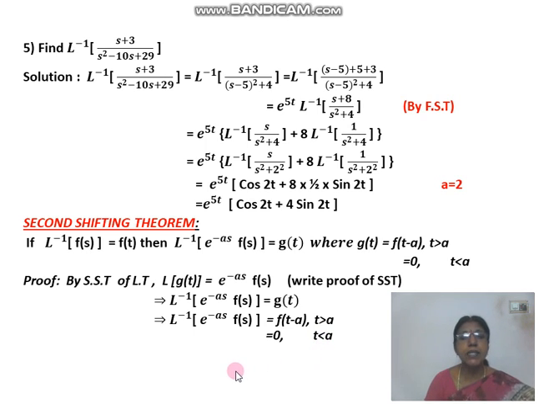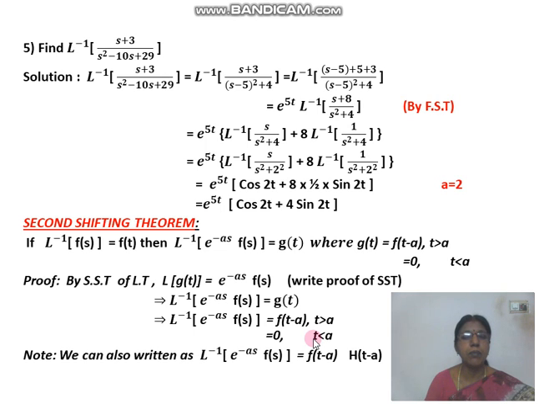Okay, you observe this second shifting theorem. L inverse e power minus as f of s is equal to f of t minus a. But what is the first shifting theorem? In the first shifting theorem, L inverse f of s minus a, on the right hand side you get e power at f of t. But in the second shifting theorem, the e power term is on the LHS itself: L inverse e power minus as f of s is equal to f of t minus a. Okay, unless you read it a number of times you cannot remember this. So the second shifting theorem: L inverse e power minus as f of s is f of t minus a for t greater than a and 0 for t less than a.